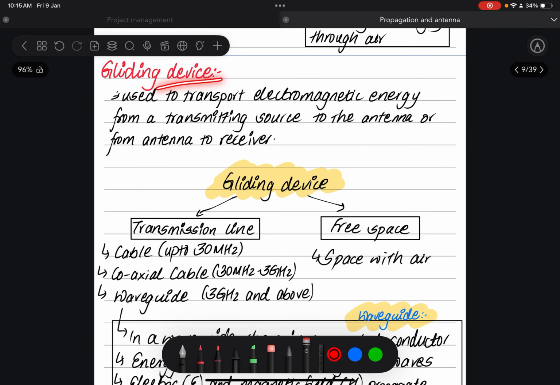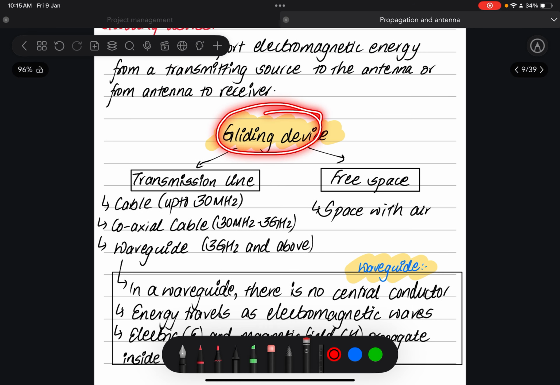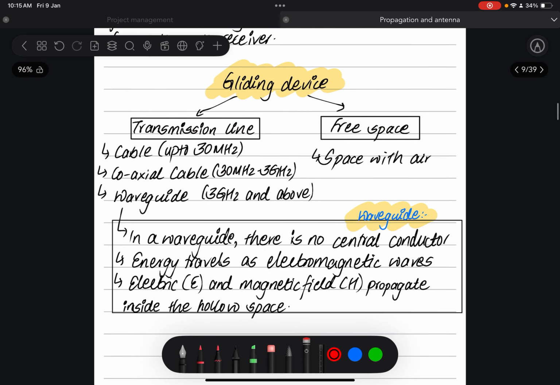A guiding device is used to transport electromagnetic waves from a transmitting source to the antenna, or from the antenna to the receiver. We've mentioned guiding devices are of two types: transmission lines and free space. And if we are classifying transmission lines as cable, coaxial cable, waveguide, we can classify them on the basis of frequency in megahertz, and free space, the space here.